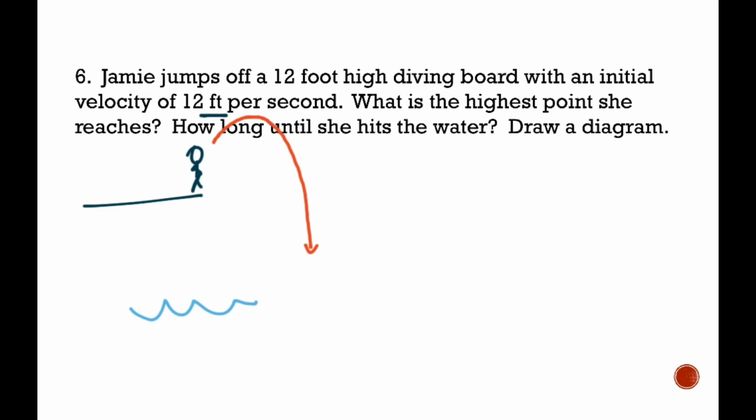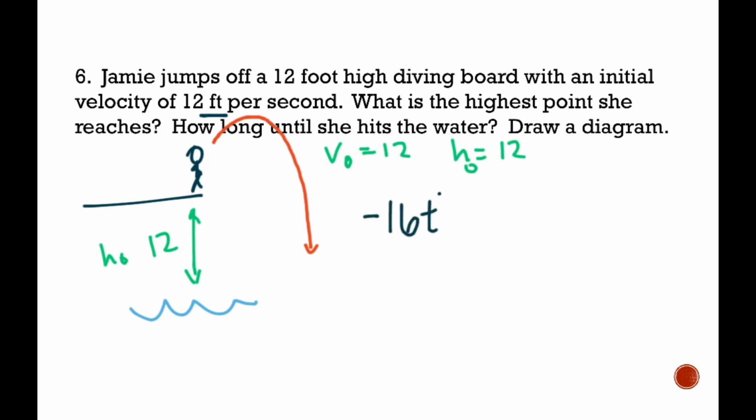And so it says that her initial velocity is 12, and so I know that v sub 0 is equal to 12. And I also know that her initial height is 12 because she's 12 feet above the water. So this right here is 12, and that's the initial height. And so what I'm going to do is put that information into the equation. So negative 16t squared plus 12t plus 12 is equal to her height at any given time.